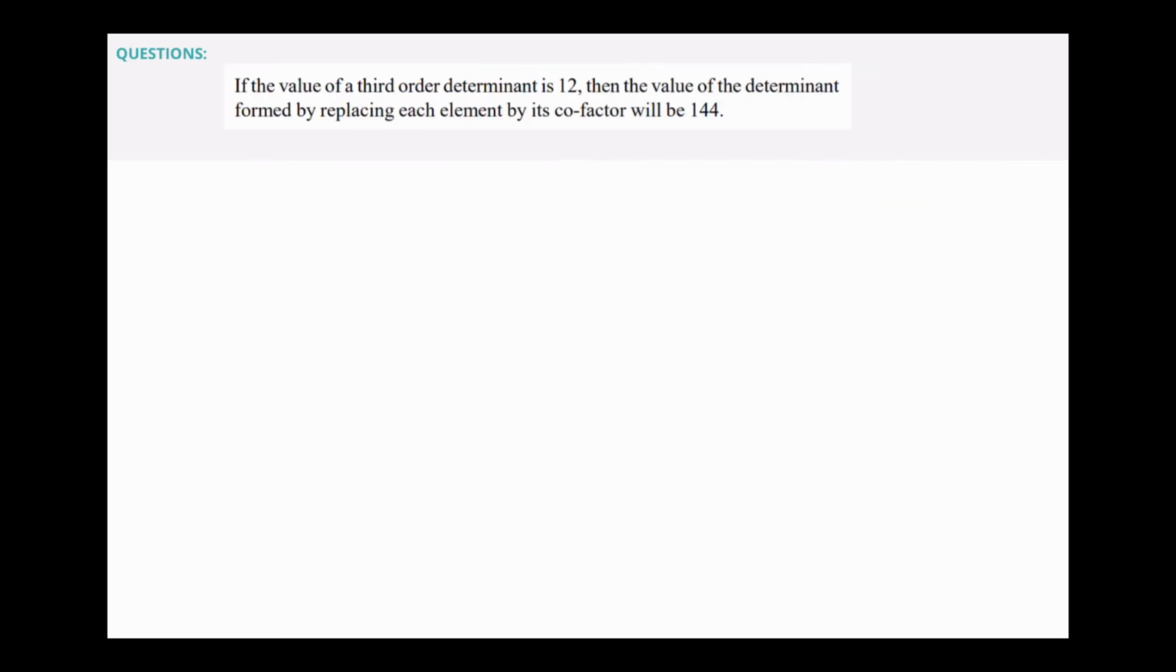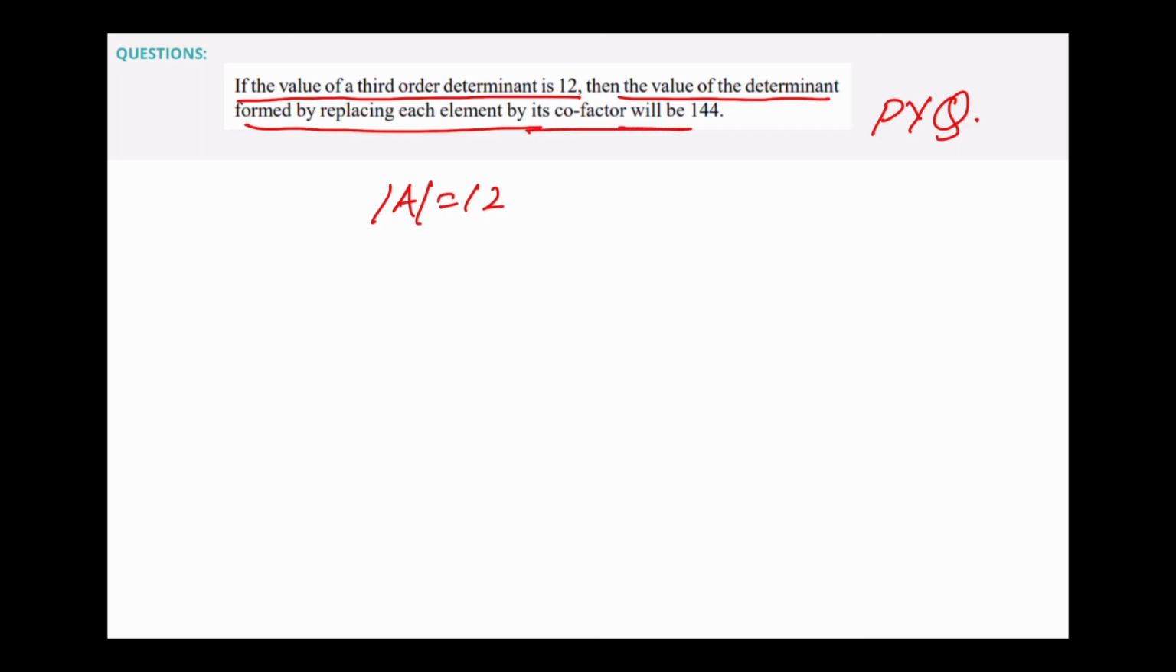Okay. Now, a very similar question we have done in the PYQ section, students, correct? So let's see this question. If the value of a third order determinant is 12, so what they have given here, the value of a third order determinant is 12. So let's see how we solve it, okay? So this value is equal to 12. Now what they're asking is the value of the determinant formed by replacing each element by its cofactor. So basically that is nothing but the adjoint, students, correct?